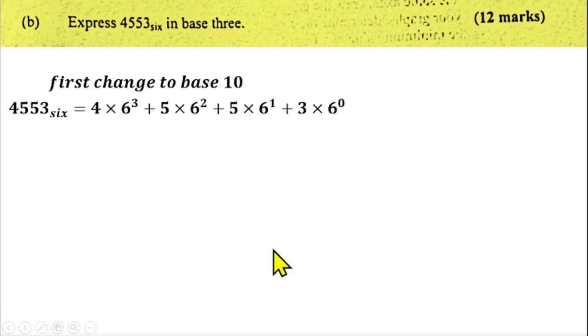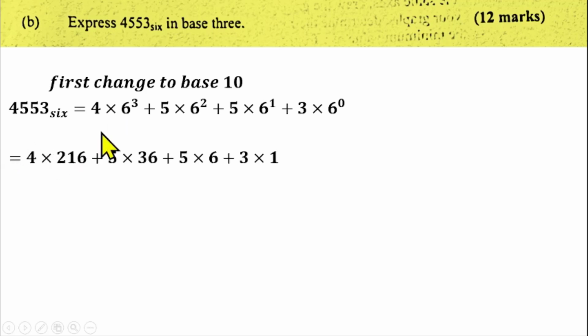Then from there also we can now simplify further. That will give us 4 times 6 raised to power 3 is 216 plus 6 raised to power 2 is 36. Then times 5 here. You have 6 raised to power 1 and give us 6 times 5. Then 6 raised to power 0 is 1. That times 3 here. If you simplify further, so that will give us 4 times 216 will give us 864. Then this time they give us 180 plus 30 plus 3. If you add together, it will give us 1077 base 10.